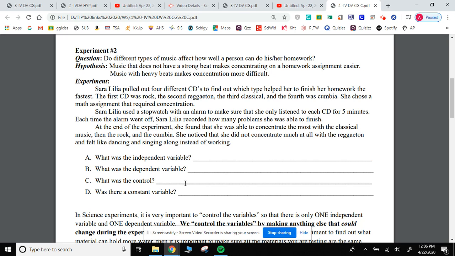And constants, well, she used the same 5-minute time for each set of music, and she probably used the same type of math problems for each musical trial. So that would be that one.